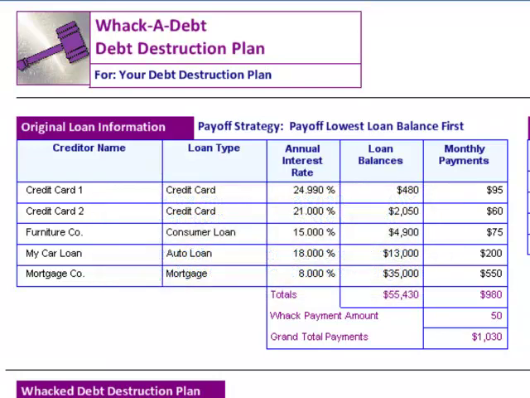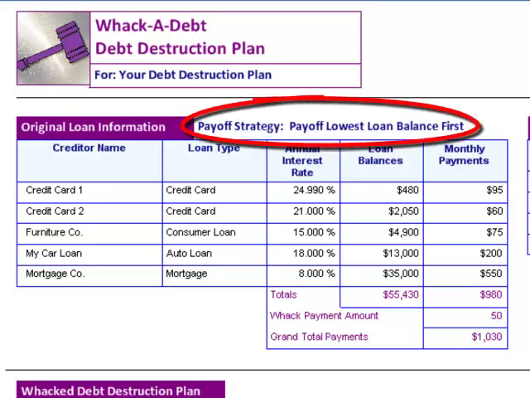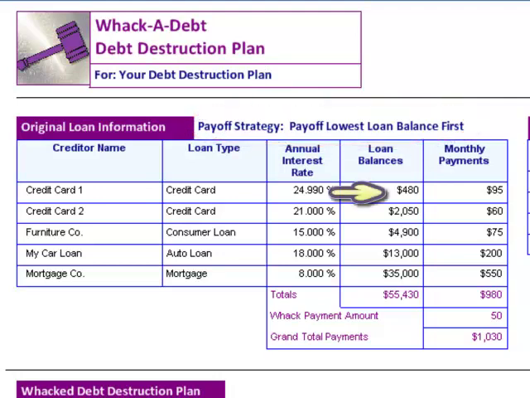The $50 WAC payment will be applied first against the loan that meets the criteria of the payoff strategy we chose. In our example, we chose the payoff strategy of the lowest loan balance. Since credit card 1 has the lowest loan balance among all our bills, the $50 WAC payment will be added to the $95 monthly payment for a total of $145. We'll see in just a moment how this $145 payment appears in the WAC plan.